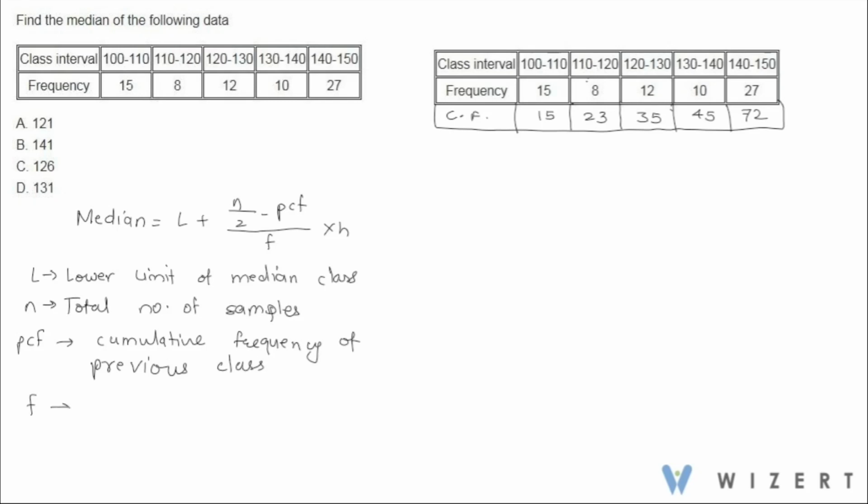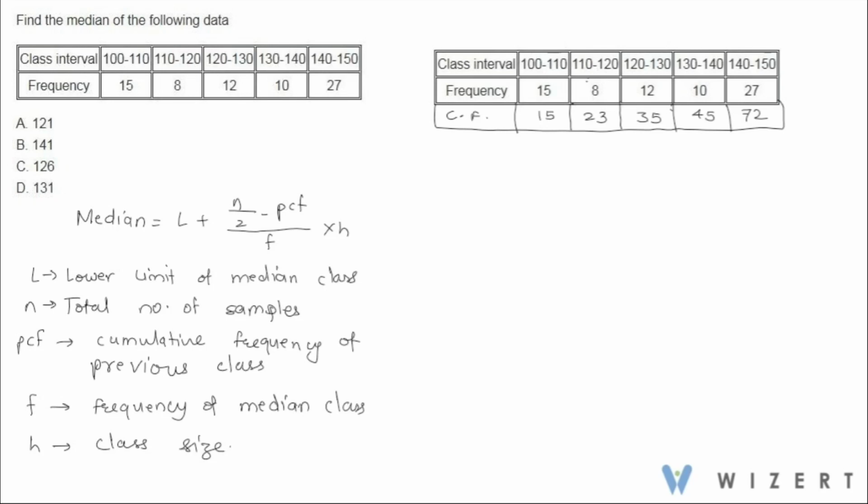F is frequency of the class, that is median class, and H is class size. So in this case we simply have to put the values in the formula.